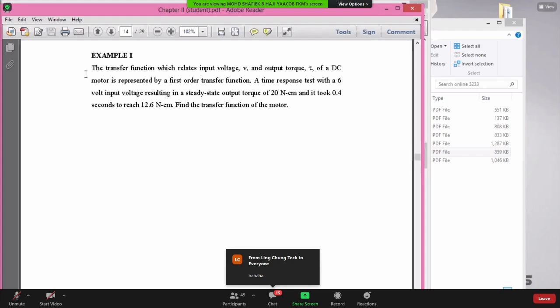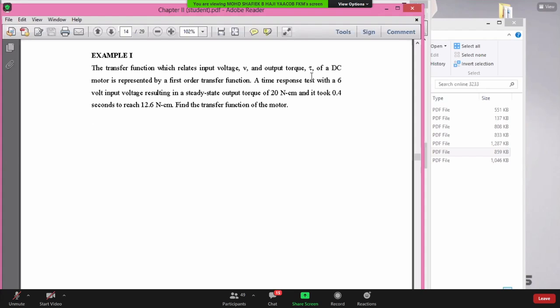Back then, I bought a DC motor, and I called the supplier. Hello, this is Dr. Shafiq. I just bought a DC motor from your company. Can you provide the transfer function for the motor? And then the guy on the other end of the line quickly said, transfer what? I said, can I know the transfer function? What transfer function? They don't even know what a transfer function is. So I had to conduct an experiment to get the transfer function.